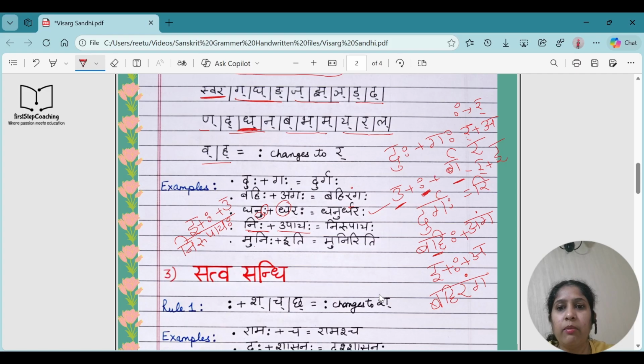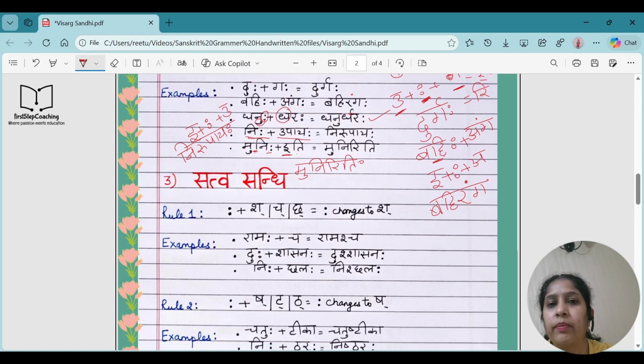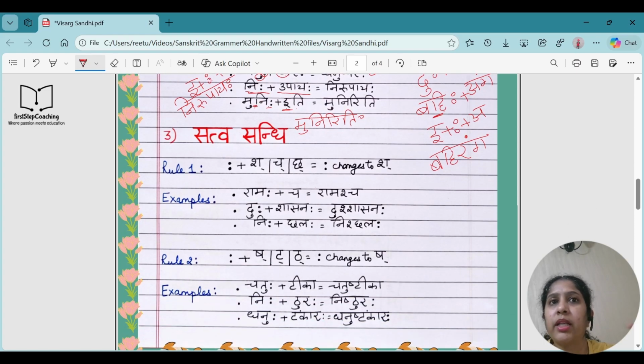Same way, if you have munihi plus iti, so i plus visarg plus any swar, right? So it is actually satisfying the rule of Rutva Sandhi. So what will it become? Muni, no change. Then the visarg will become ra, and i, so it will become ri, ti. Got it? So it will become Munirīti. Fine. I hope Rutva Sandhi is clear to all of you. If you have any doubts or queries, you can just let me know in the comment section. I will surely reply to them.